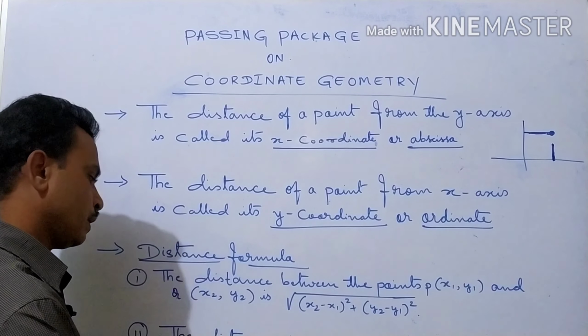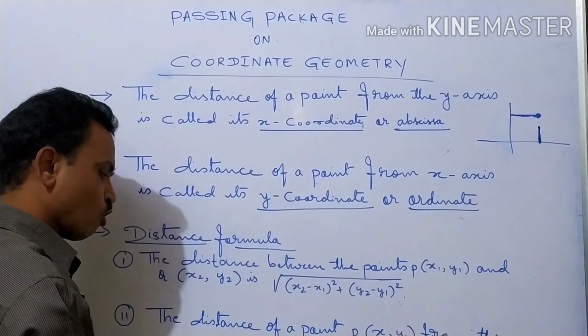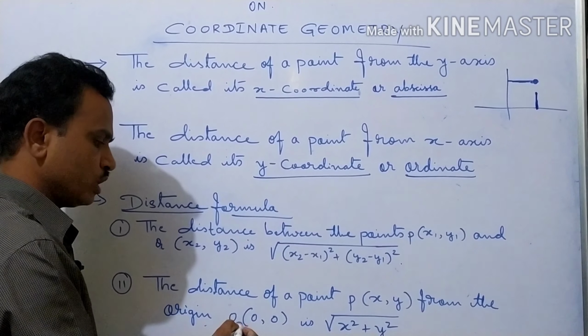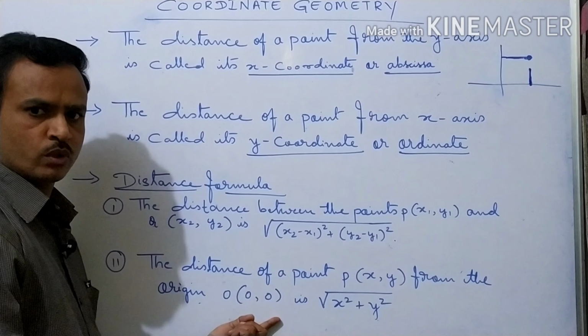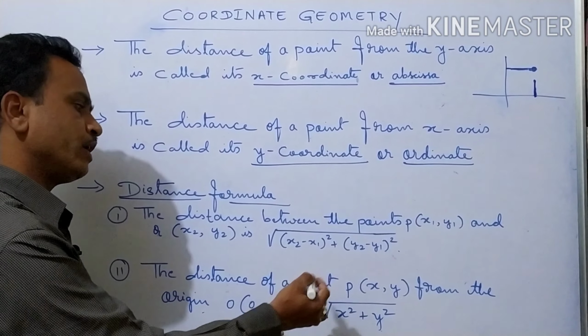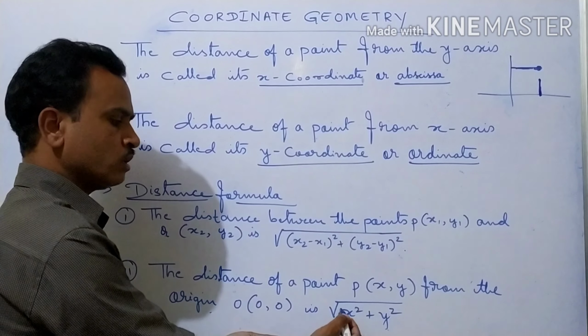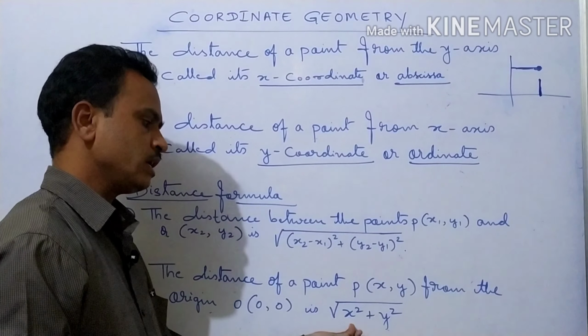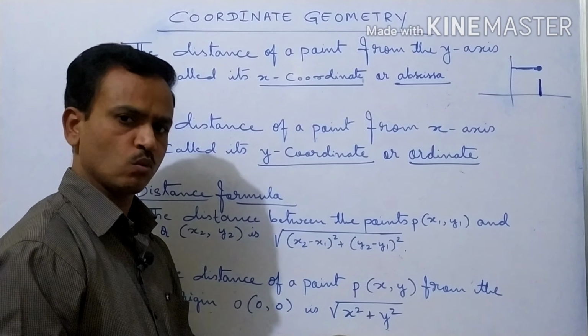Then the distance of a point P(x, y) from the origin. In the origin, the x coordinate is 0 and the y coordinate is also 0. The distance of a point P(x, y) from the origin, which formula can we use here? Square root of x square plus y square.